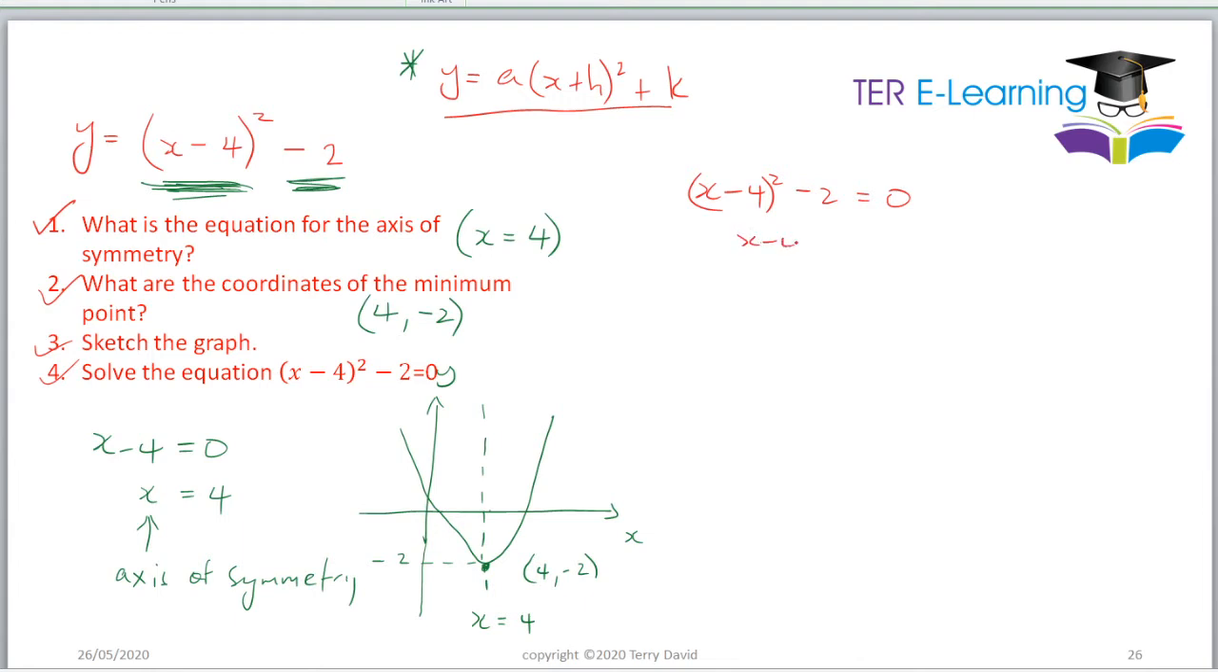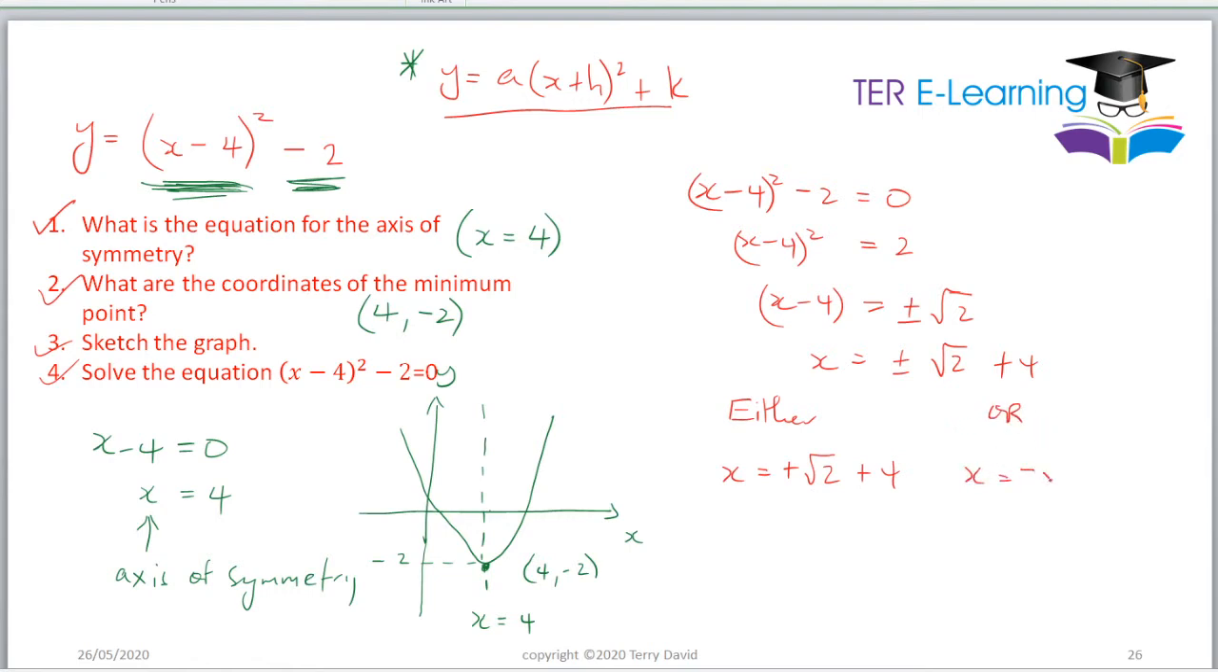So what we do, we have (x - 4) squared. We carry the minus 2 to the other side, it becomes plus 2. Next step is to find the square root on both sides. So x minus 4 is equal to plus or minus the square root of 2. Therefore x is equal to plus or minus the square root of 2, plus 4. And remember, when we solve the quadratic, we have two possibilities here. The first one is x equal to the square root of 2 plus 4, or x is equal to minus the square root of 2 plus 4.